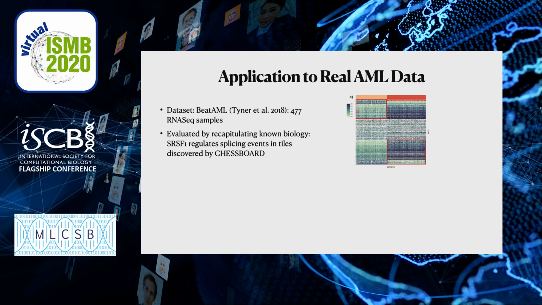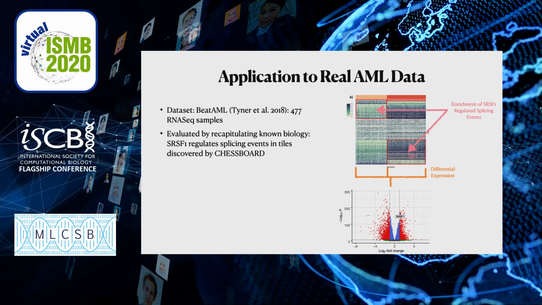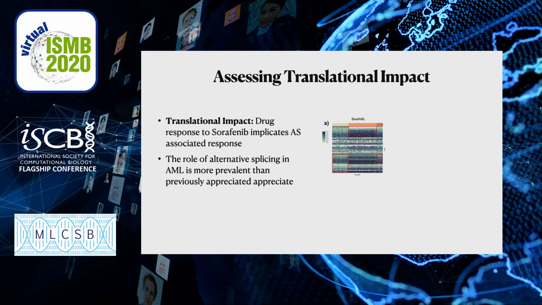We then apply Chessboard to Beat AML, a real AML dataset consisting of a cohort of 477 patients. We evaluate the performance by showing the tiles found by Chessboard recapitulate known biology, specifically showing that splice factor SRSF1 is differentially expressed between the two discovered tiles, and that there is an enrichment of SRSF1-related splicing events in these tiles. Finally, we assess the translational impact of tiles discovered by Chessboard.